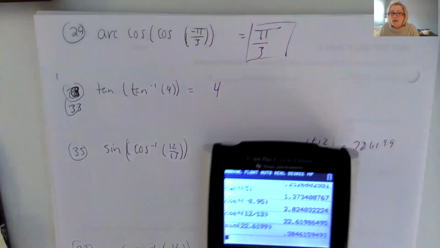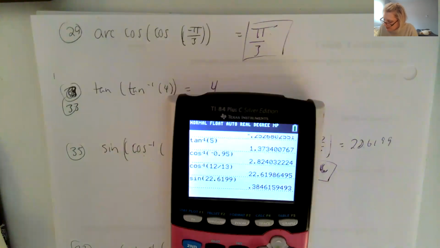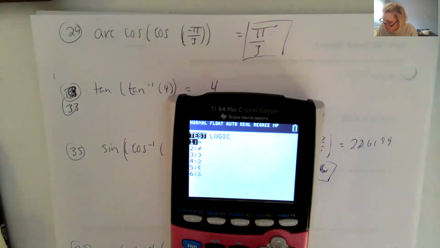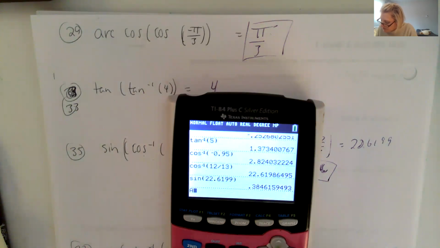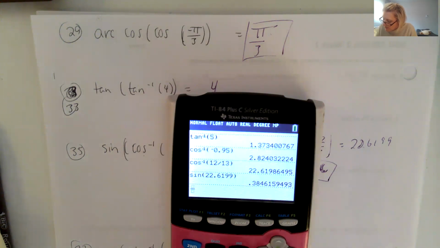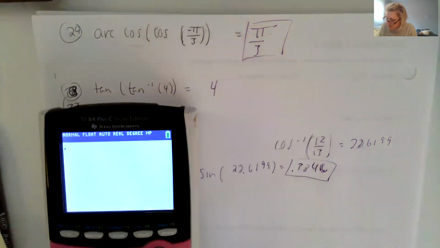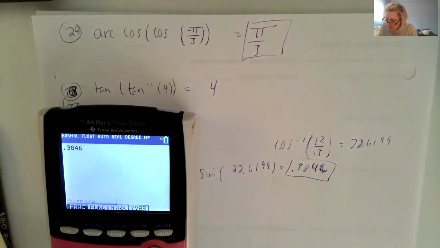And if we do the second and math of that, whoops, no. If we do the alpha and math, alpha and y equals of that. We have 0.3846. We want to do that.